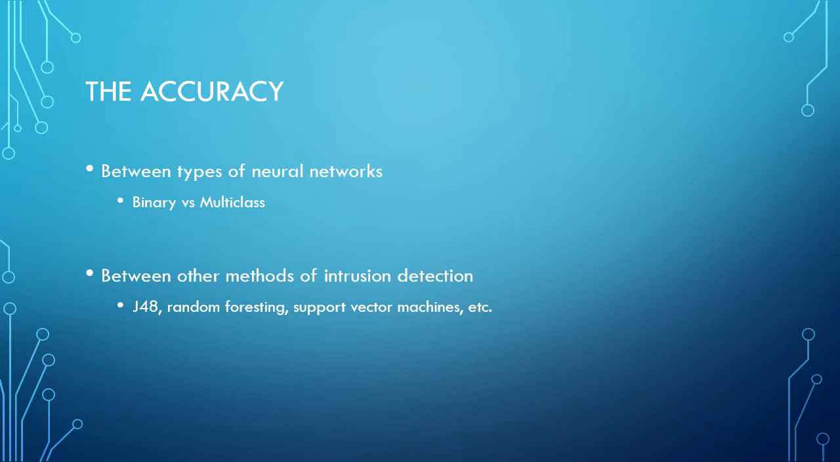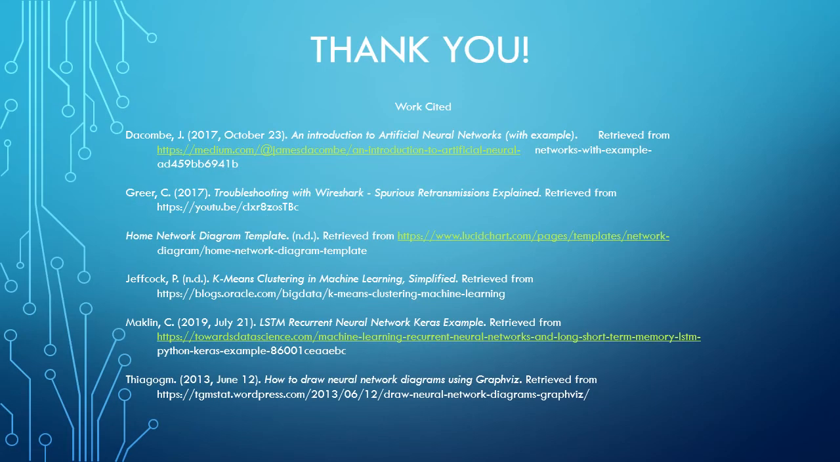Compared to other methods of intrusion detection, neural networks actually have the highest accuracy rate of any other intrusion detection method, including J48, random forest, support vector machines, and many more. And this is true for both binary and multi-class classifications of intrusion detection. The use of neural networks for intrusion detection is a very new and promising field.